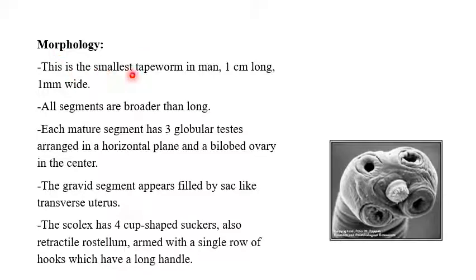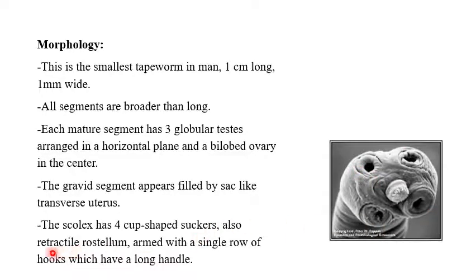Morphology: this is the smallest tapeworm in man, 1 cm long and 1 mm wide. All segments are broader than long. Each mature segment has 3 globular testes arranged in a horizontal plane and a bilobed ovary in the center. The gravid segment appears followed by a sac-like transverse uterus. The scolex has 4 cup-shaped suckers, 1, 2, 3, 4.